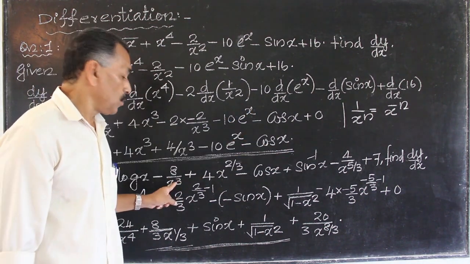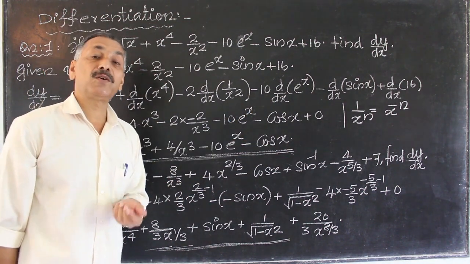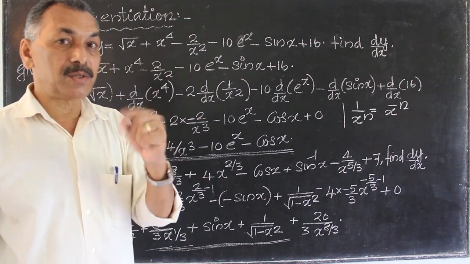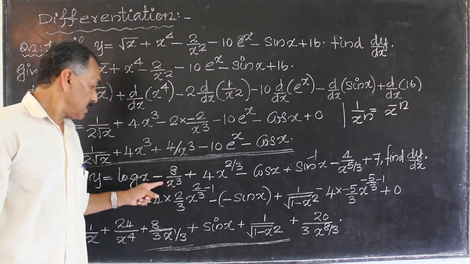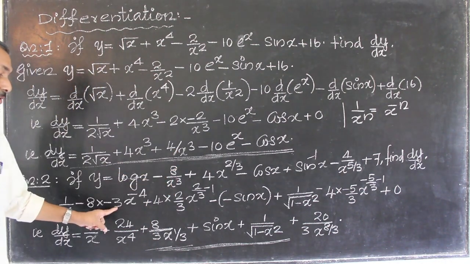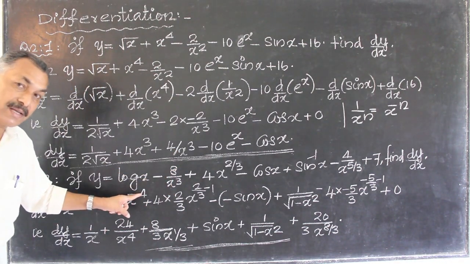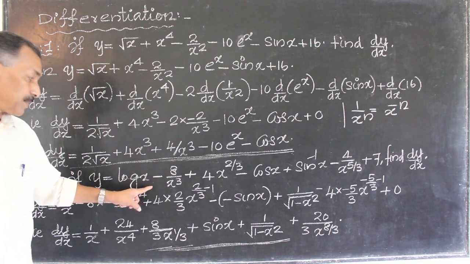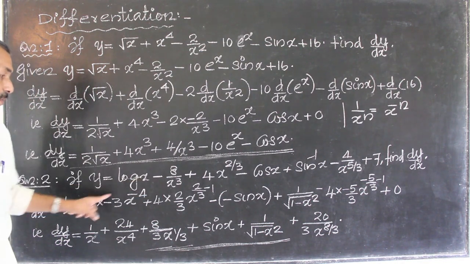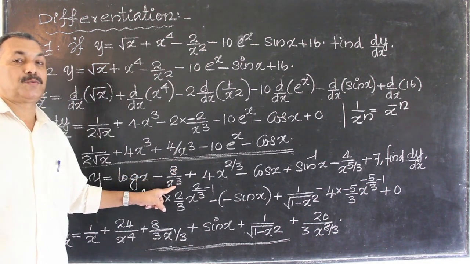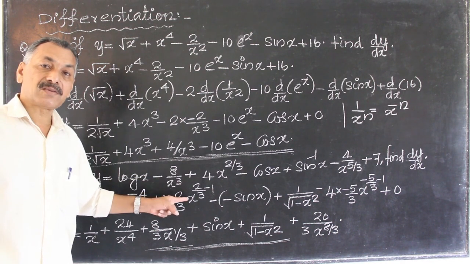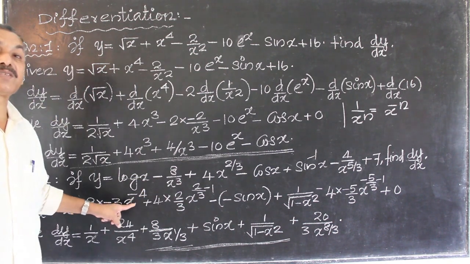1 divided by x cube means x raised to minus 3. What is the derivative of x raised to n? n into x raised to n minus 1. So for x raised to minus 3, it is minus 3 into x raised to minus 3 minus 1. Minus 3 minus 1 is equal to minus 4. That is minus 8 into the derivative of 1 by x cube. Applying the direct result, it is minus 3 divided by x raised to 4.